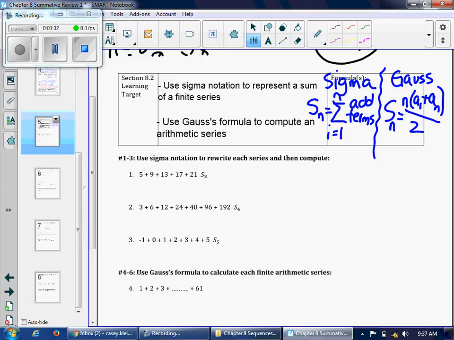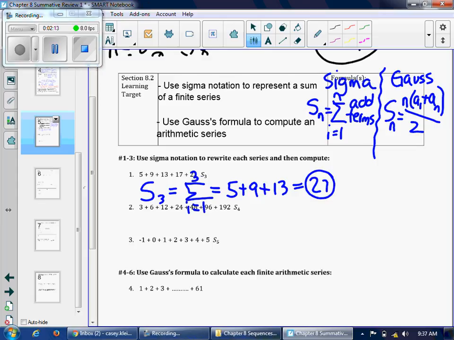For number 1, it says use sigma notation to rewrite each series and then compute. So we're going to go ahead and write sigma, and then we're going to add some terms together. So if it's asking you for a series of 3, you're going to start with your sigma, and then you're going to add 3 terms together. That's all they're asking you for. So the answer is 27.